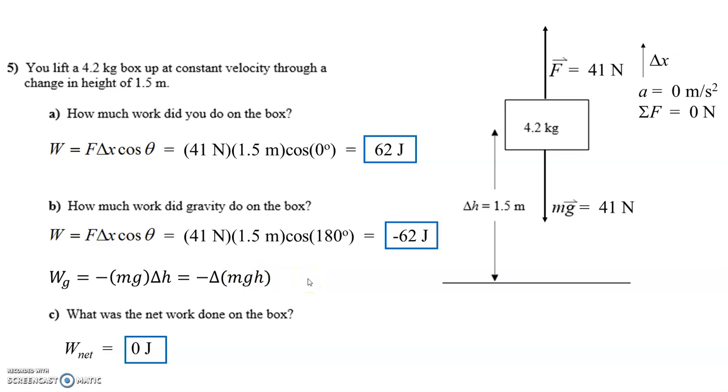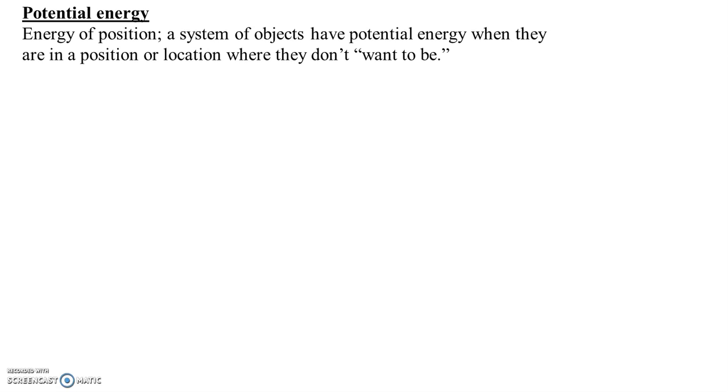This something is what we call potential energy, where kinetic energy is energy of motion, potential energy is energy of position. So it has nothing to do with whether the object is in motion or not, it just has to do with the position of the object. Or more generally, we'll say, a system of objects have potential energy when they are in a position or location where they don't, quote-unquote, want to be.